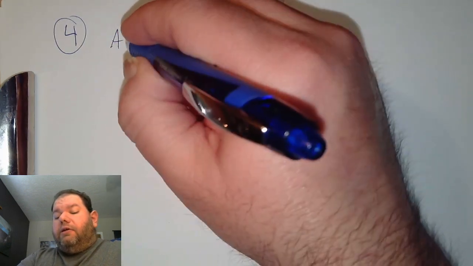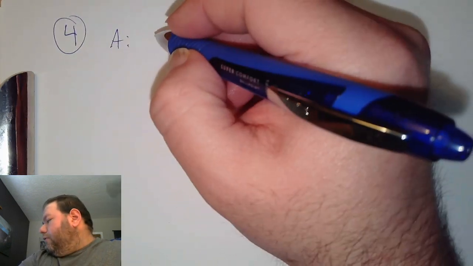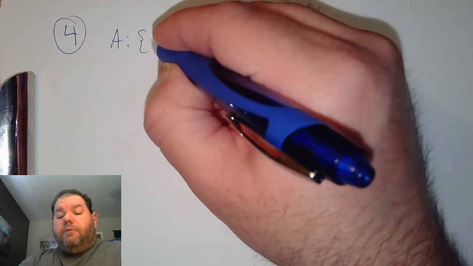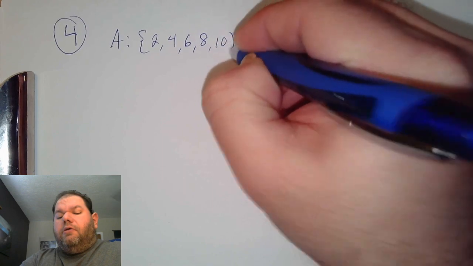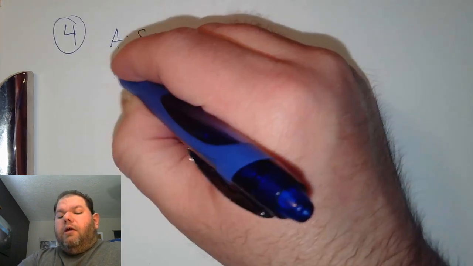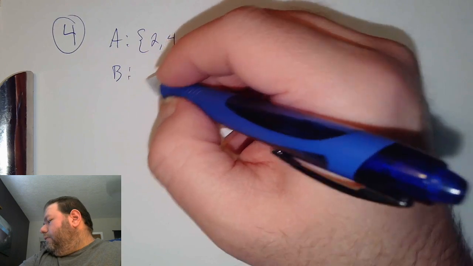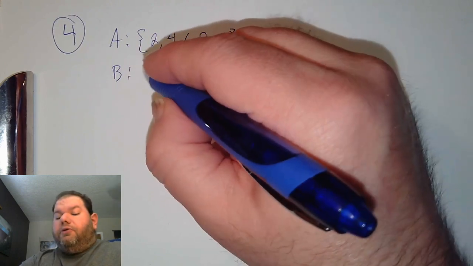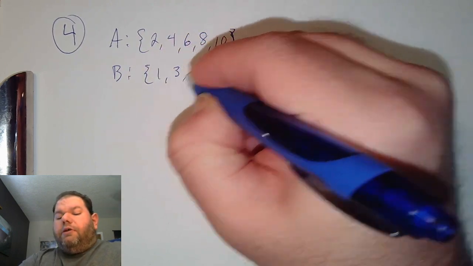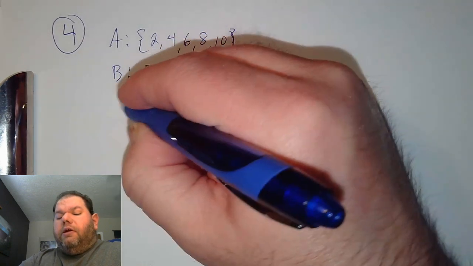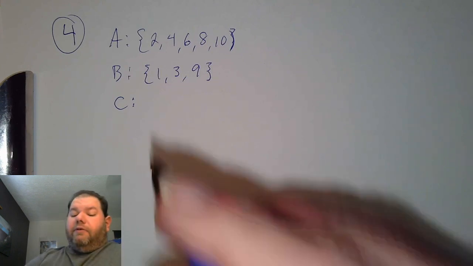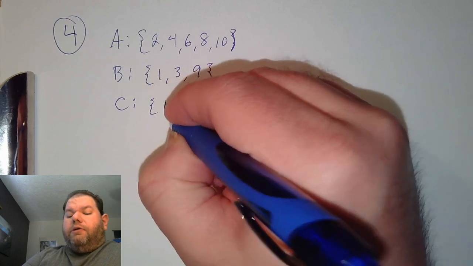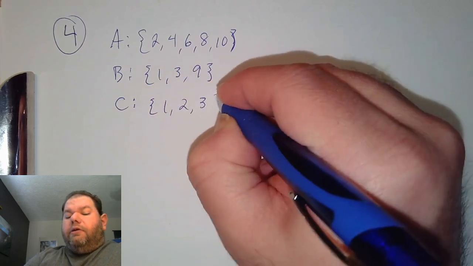Event A has the outcomes 2, 4, 6, 8, and 10. It's an even number. Event B is numbers that are powers of 3, which are 1, 3, and 9. And event C is choosing a number that is less than 4, so that is 1, 2, and 3.